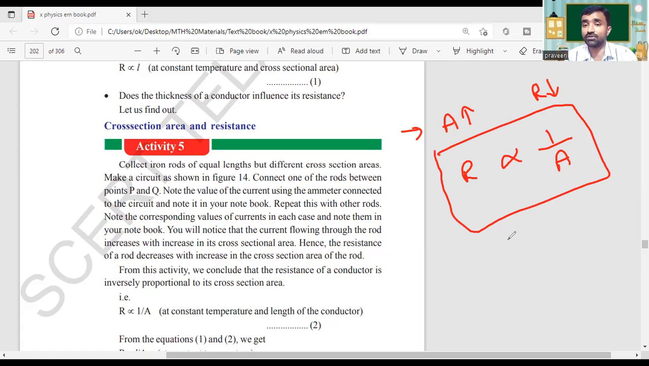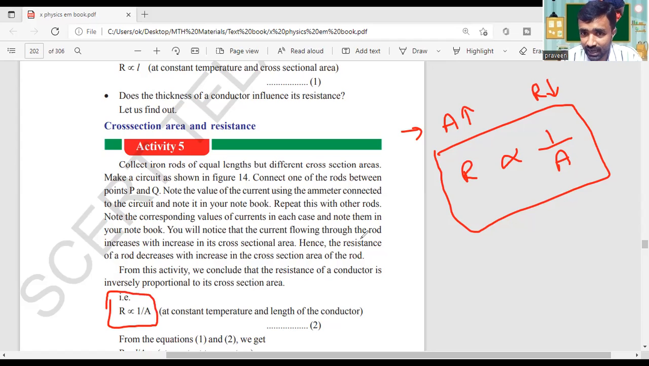So the resistance of a wire having the same length but different thickness decreased with an increase in the thickness. A thick wire offers lower resistance, and a thin wire offers more resistance. That is the relation between the cross-sectional area and the resistance. So resistance is inversely proportional to the thickness of the wire. This we concluded from activity number 5.